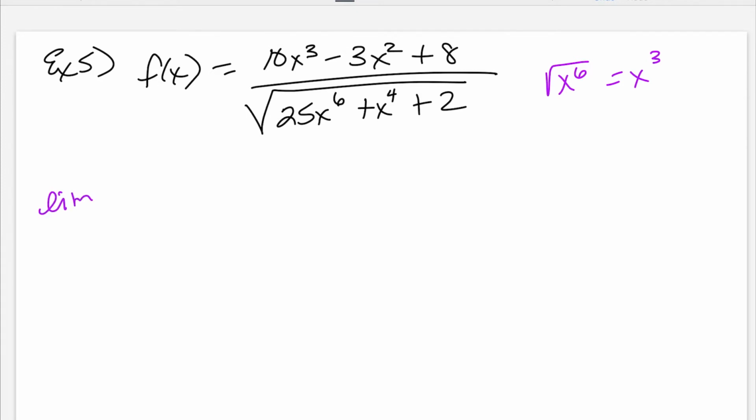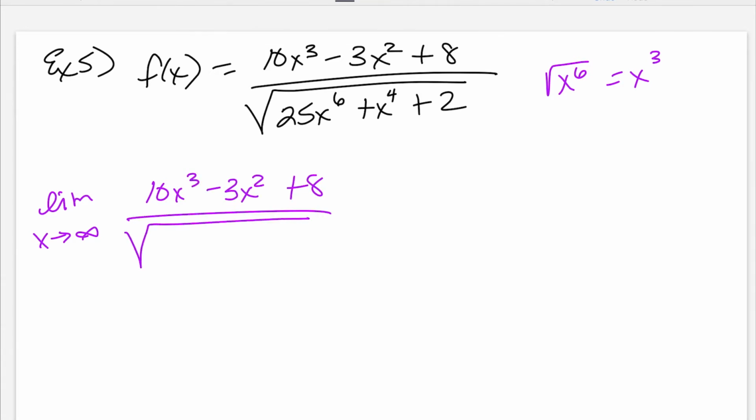If I take the limit as x approaches infinity of 10x cubed minus 3x squared plus 8 over the square root of 25x to the 6th plus x to the 4th plus 2, then we divide by the highest exponent, and that is x cubed in the numerator. And in the denominator, it's x to the 6th. Do you see that? I'm going to write it as x to the 6th because I want to keep it under that radical in the denominator, but in the numerator, I can just write it as x cubed because that's my polynomial.